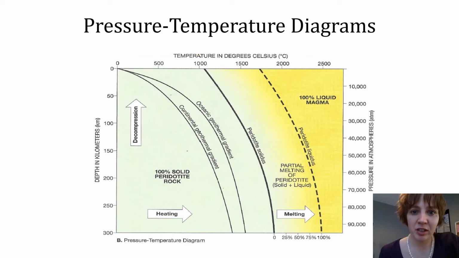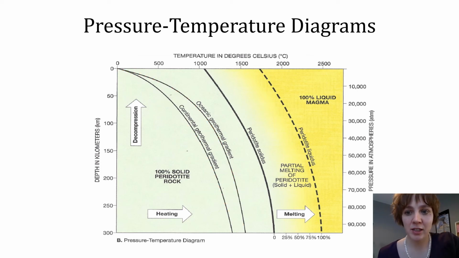These final two curves on the left represent the Oceanic and Continental geothermal gradient. Geo meaning earth, thermal meaning temperature, gradient meaning change. So geothermal gradient is simply the temperature change that's experienced as you consider rocks deeper and deeper inside of the earth.